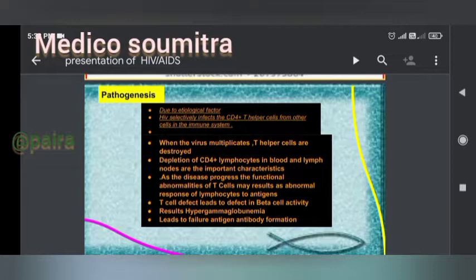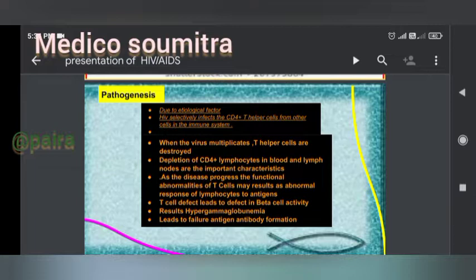So what the HIV is doing is directly attacking the CD4 plus cell. By that, the virus multiplies itself and the T helper cells are destroyed because of the multiplication. After the destruction of the T helper cells, the depletion of CD4 plus lymphocytes in blood and lymph nodes can be seen. Because of the depletion of CD4 plus lymphocytes, we can see an abnormal response of lymphocytes to the antigens. So the main immune cell, the center of immunity, CD4 plus, is depleted by the HIV virus because of the multiplication, right?